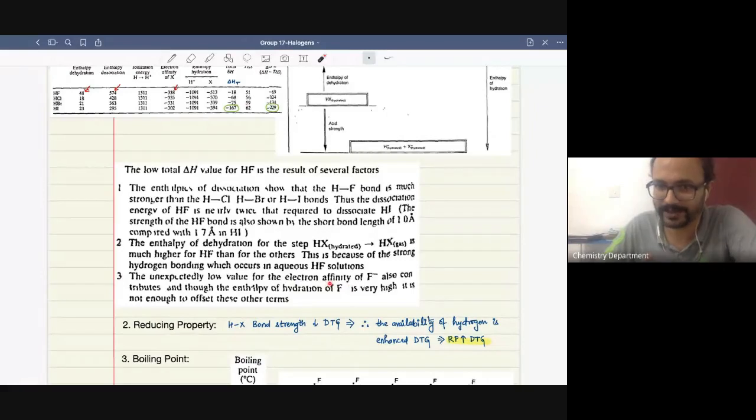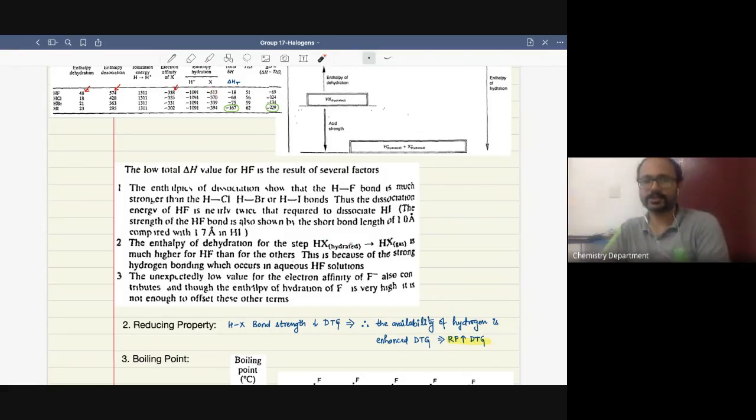Then there is an unexpectedly low value for the electron affinity, which we have already discussed, as to why you have a lower value of electron affinity for fluorine. So all these three factors decrease the negative value of the delta H total, and thereby you see a reduction in the delta H total for HF in comparison to HI, though the heat of hydration is very, very high for the fluorine atom.